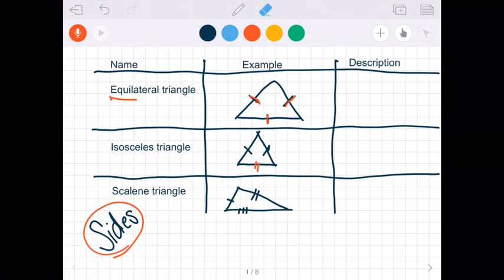Classifying triangles. We can classify triangles according to sides or according to angles. So this first chart that you have in your notes is about classifying triangles according to their sides.